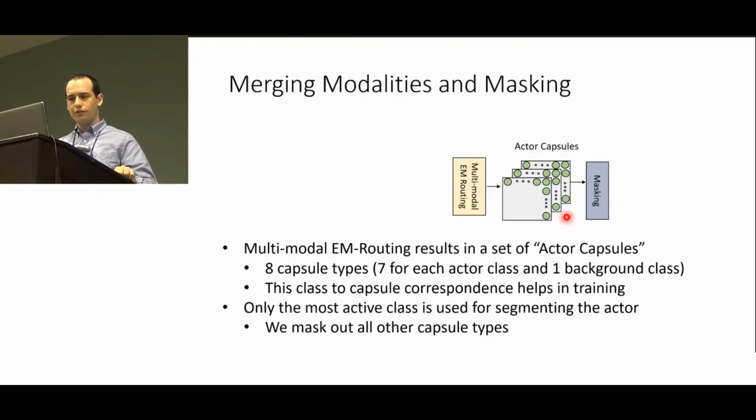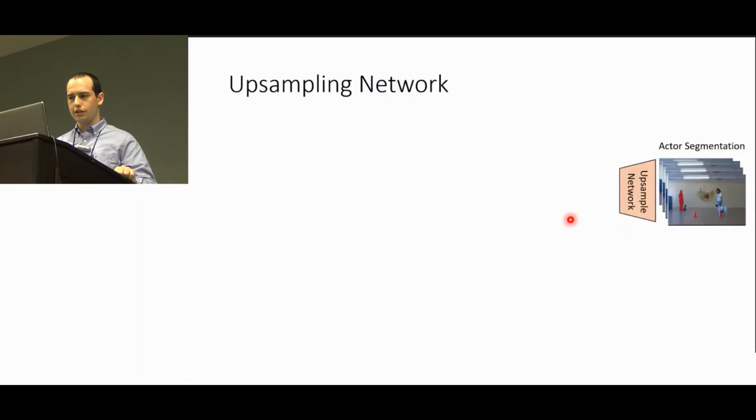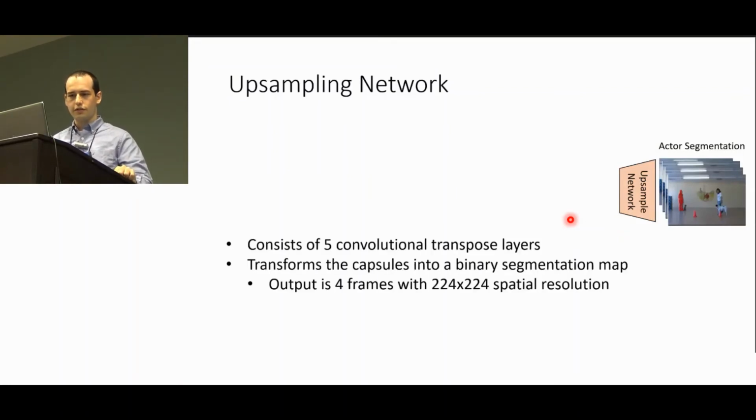Similarly to the video capsule net, we use capsule masking, which lets us have this class-based segmentation. And that improves our results. So these masked capsules are then sent to an upsampling network. It consists of 5 convolutional transpose layers, and the output is segmentation for each frame that was given to the network.